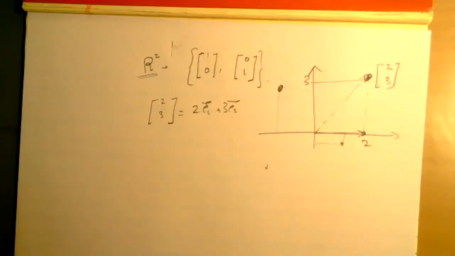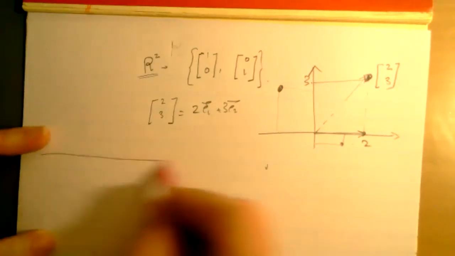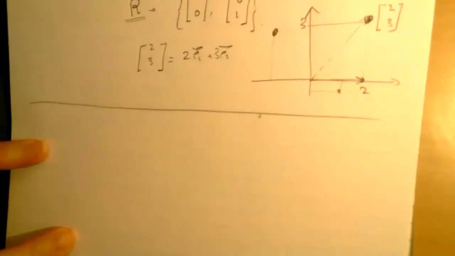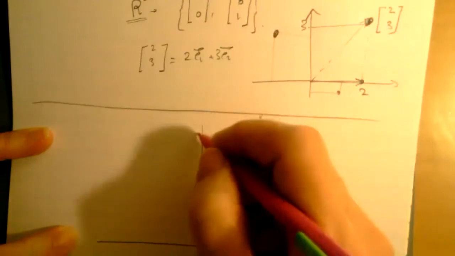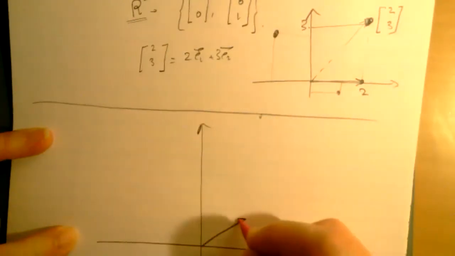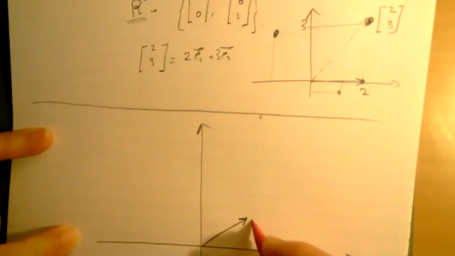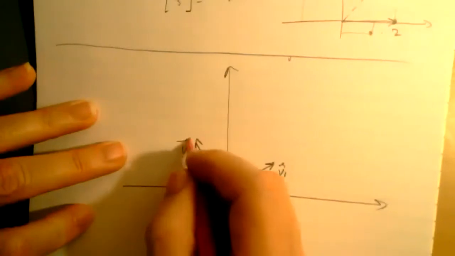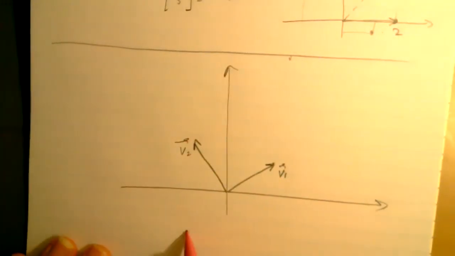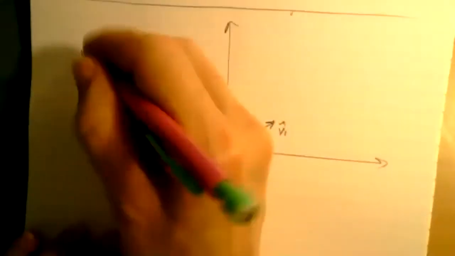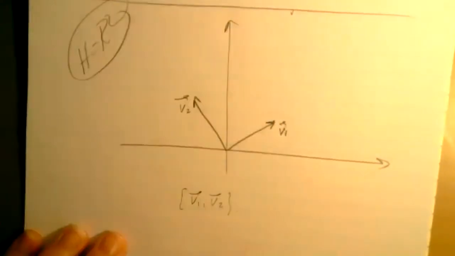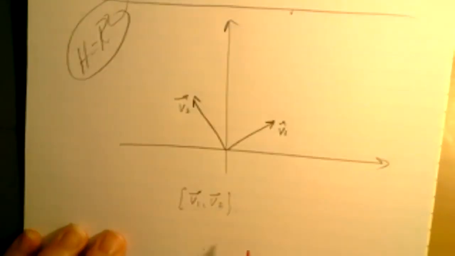Now the idea today is the following. If I take any two vectors in R2, almost any two vectors, let me call those V1 and V2, as long as they are linearly independent. Now, if I am in R2, that's my universe, those vectors form a basis.